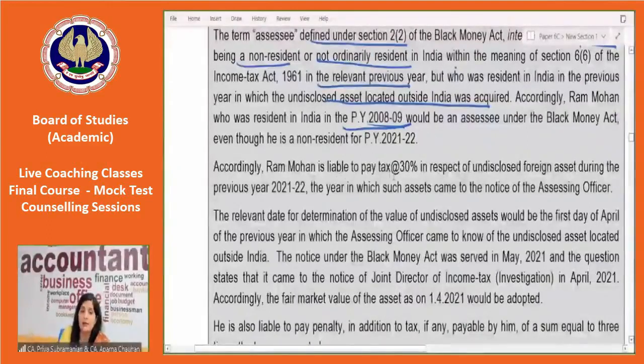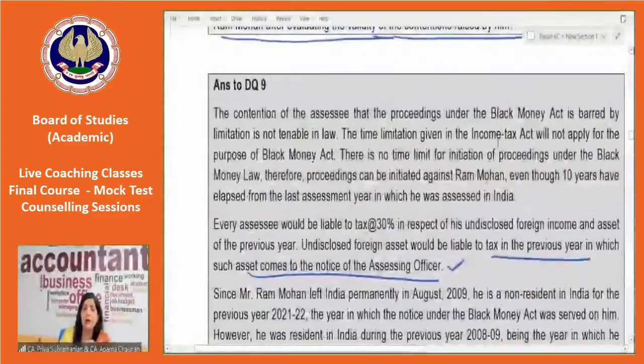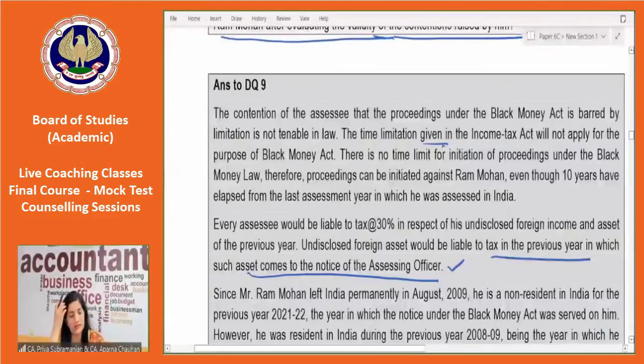Ram Mohan is liable to pay tax at the rate of 30% in respect of undisclosed assets during the previous year, the year in which such assets came to the notice of the assessing officer. In black money law, there is no time limitation given. The time limitation is provided in the Income Tax Act under Section 147.